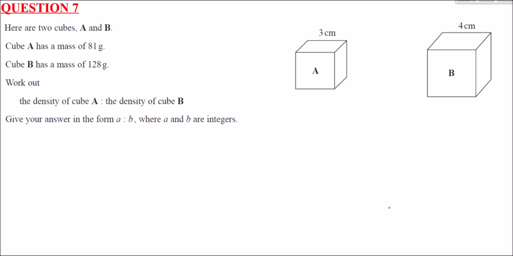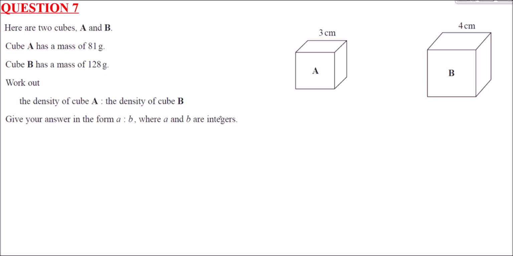Question 7, we have two cubes, A and B. Cube A has a mass 81, B's mass 128 grams. It's now talking about the density. Then we need to give our answer in A dot dot B, where A and B are integers. That's just a fancy way of saying whole numbers.